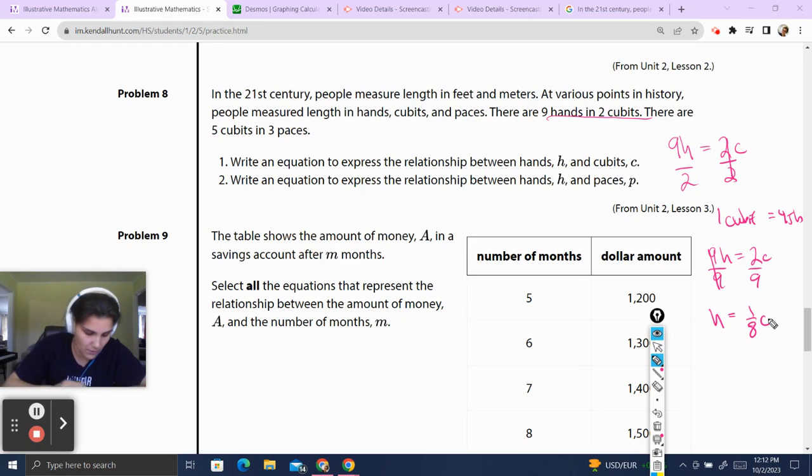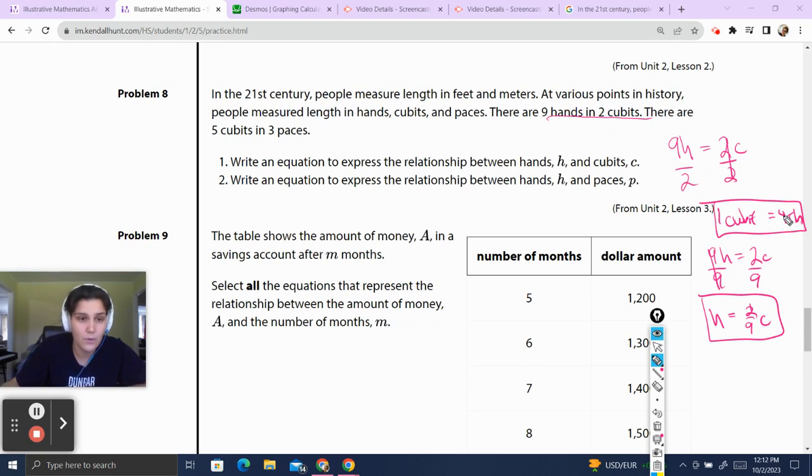And 1/8 is wrong because I simplified that in my head, which I tend to do, and I'm not so careful. It's going to be, well, 2 divided by 9 stays as 2 divided by 9. We can't simplify that. So 1 hand is 2/9 of a cubit. 1 cubit is 4.5 hands.